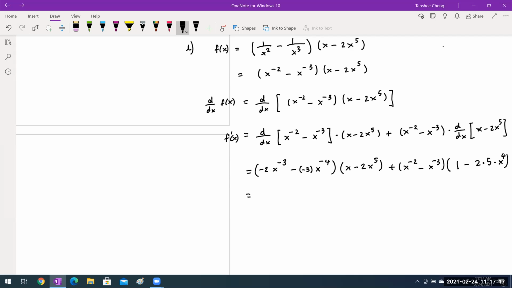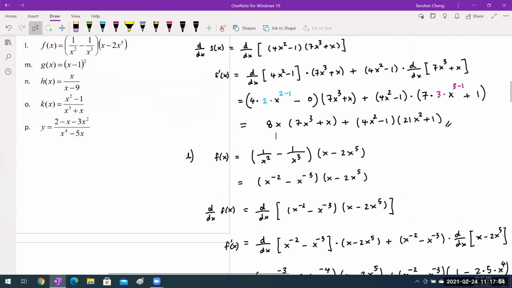So now if I simplify it, this will become negative 2x to the negative 3 power plus 3x to the negative 4 power, times x minus 2x to the fifth, plus x to the negative 2 power minus x to the negative 3 power, quantity, times 1 minus 10x to the fourth power. And this will be my final answer, right? Because I don't need to take the second derivative, I will leave it simplified in factored form. So this is a product rule, right? Let's take a look at M.